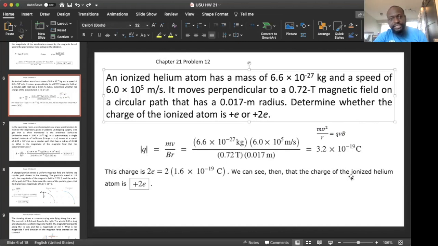So then it is twice the electronic charge. So the charge of the ionized helium atom is plus 2 electrons. That's what the question is saying. You get the charge first and see how many electrons are inside the charge.